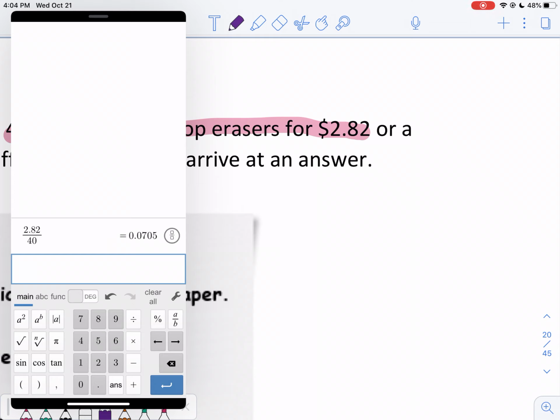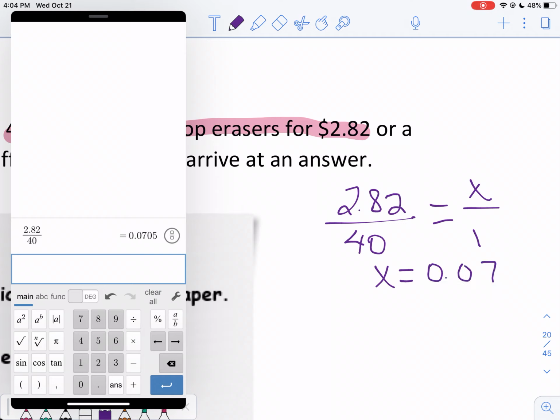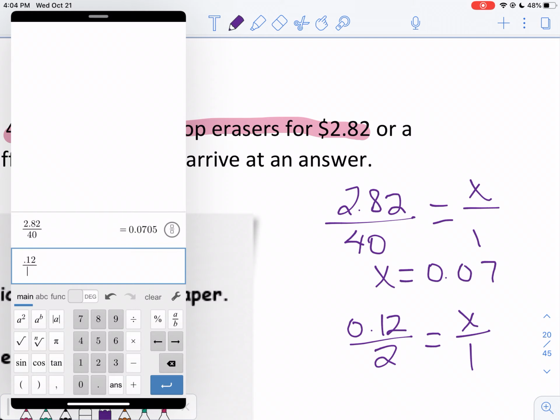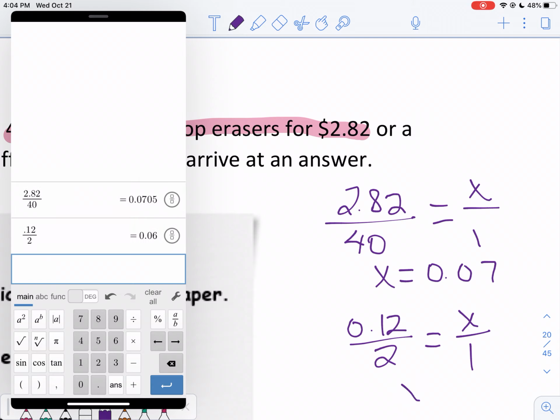Okay, so we needed to do 282 and 40, and we wanted to know 1 was how much. There we go. So 7 cents. Then our other one is 12 cents for 2 erasers. So how much would 1 be? So 6 cents.